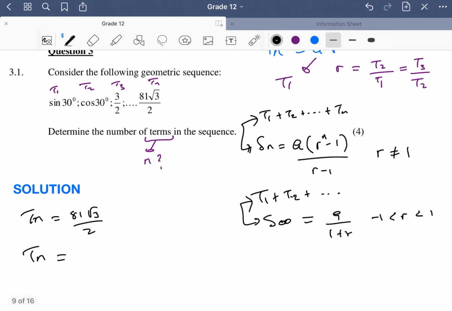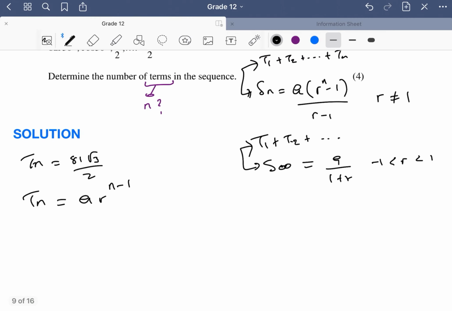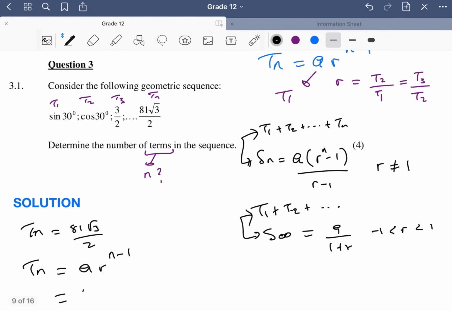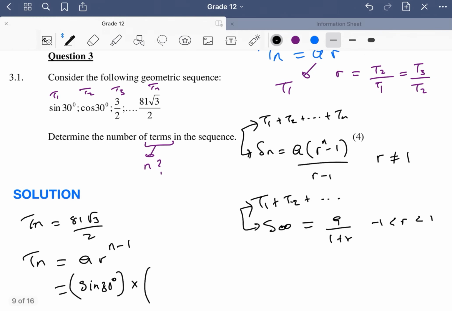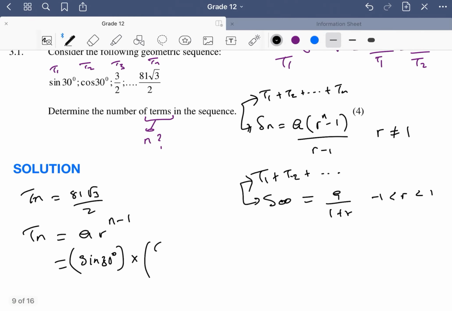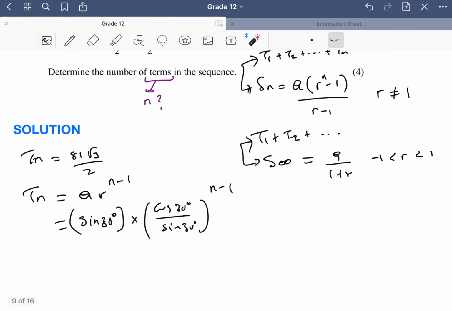geometric sequencing is Tn is equal to ar power n minus 1, and we know our first a is our first term, so it's sine 30 degrees, and then r is second term over the first term, which is cos 30 degrees over sine 30 degrees power n minus 1. And we know already that the last term is 81 square root of 3 over 2. Okay, and then from here, now it's up to you how you want to do this.